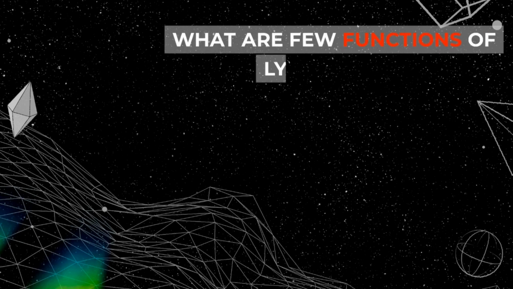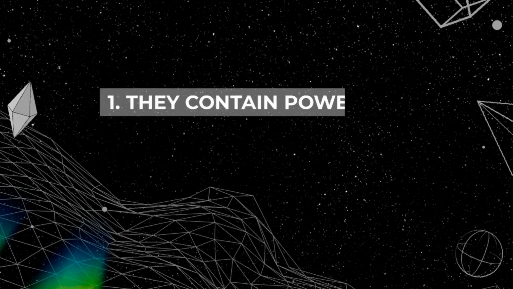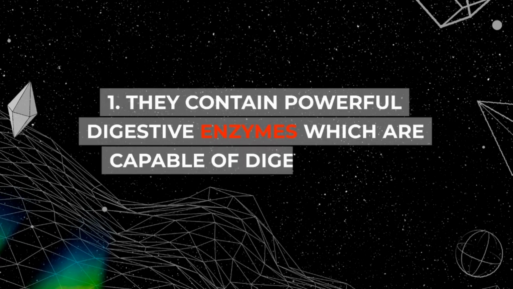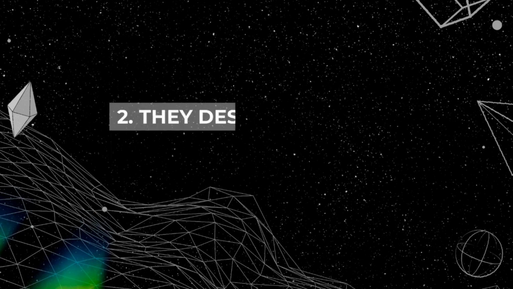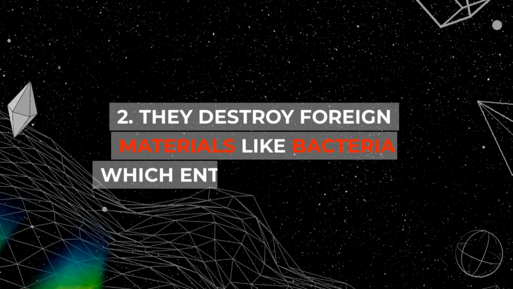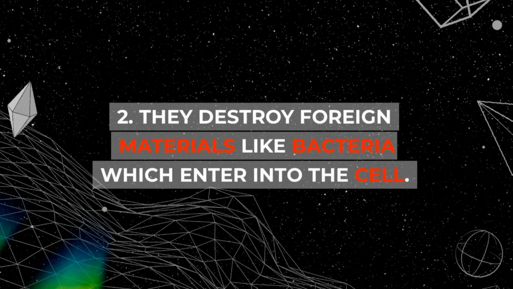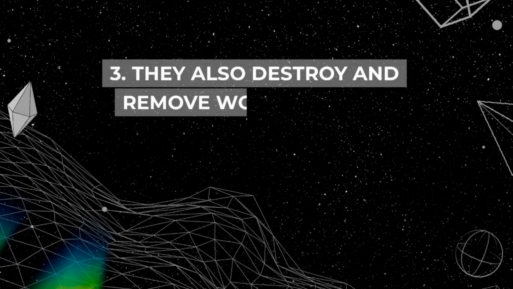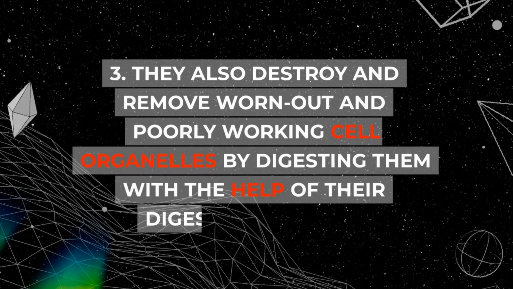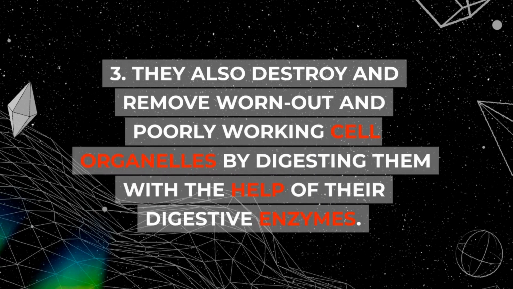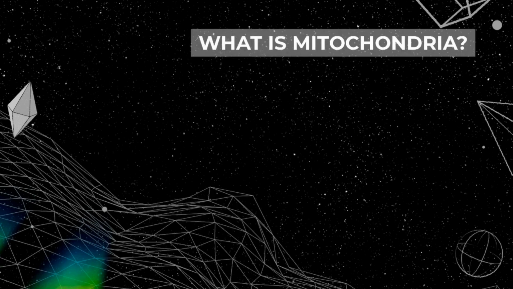What are a few functions of lysosomes? 1. They contain powerful digestive enzymes which are capable of digesting all organic matter. 2. They destroy foreign materials like bacteria which enter into the cell. 3. They also destroy and remove worn-out and poorly working cell organelles by digesting them with the help of their digestive enzymes.